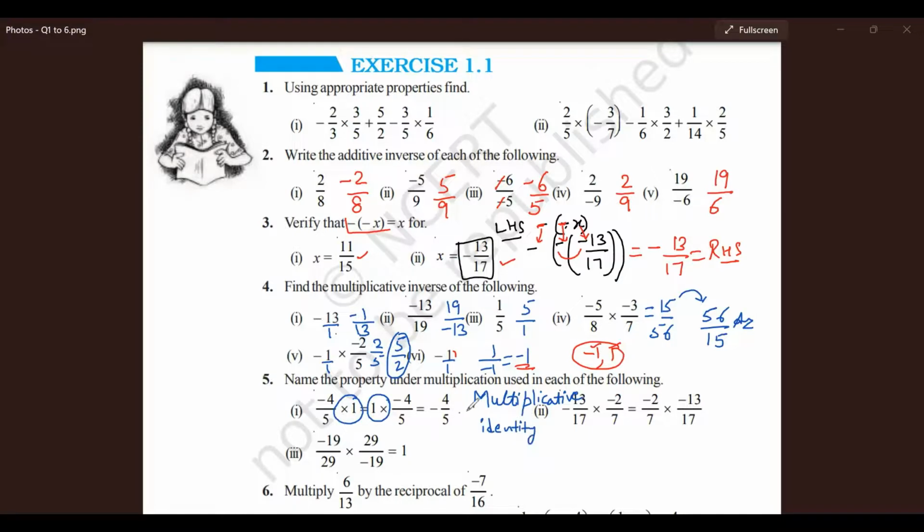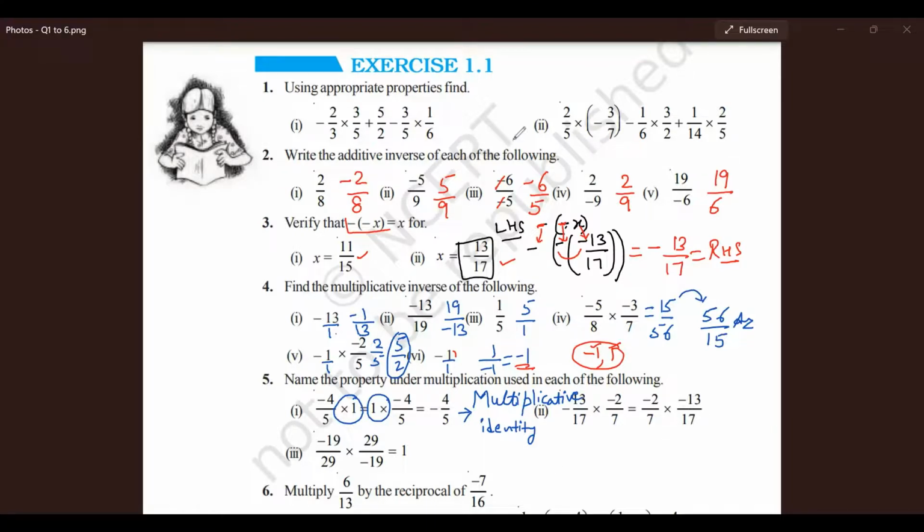This is multiplicative identity. Okay, you can say, ma'am, here we are changing the order as well, like minus 4 by 5 into 1, and now we are writing 1 into minus 4 by 5 as well. So this is commutative also, but it is multiplicative identity first of all, because we are multiplying by 1 here, and then after multiplying by 1, we are getting the same answer. Okay. We can write commutative as well, but if you're writing commutative, you have to write multiplicative as well. So it's both. So write both the answers, multiplicative identity as well as commutative property.